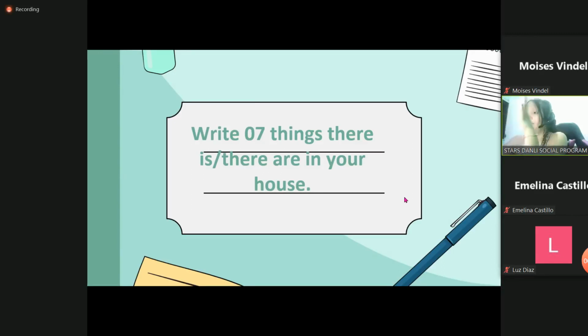7 en total, no 7 con there is o 7 con there are. No, vamos a hacer 7 en total. Les voy a dar 4, 5 minutitos para que las vamos a escribir. Si usted tiene algún objeto en su casa que no sabe cómo se dice, déjenmelo en el chat. Y en el chat yo les voy a estar pues enviando cuál sería la forma correcta de decirlo. Entonces vamos a iniciar en ese momento.